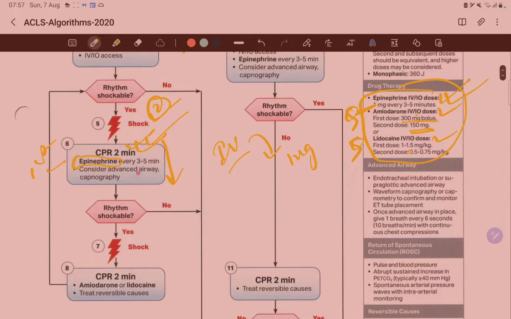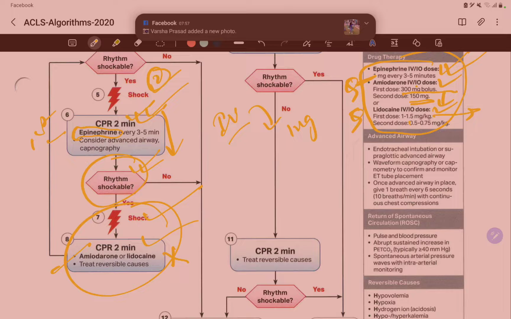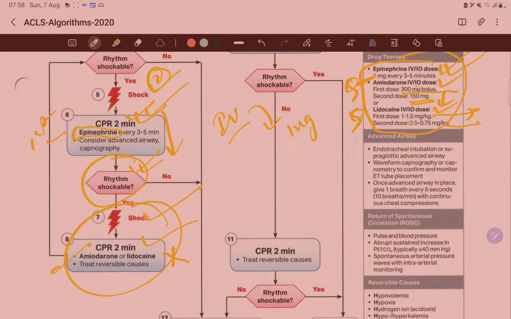Now again, after 2 minutes we check whether the rhythm is shockable or not. Suppose the rhythm is still shockable. We again give the shock and restart the CPR, but we do not give epinephrine over here, we give amiodarone. The first dose is 300 and the second dose is half of it, 150 milligram. If we give lidocaine, it is 1 to 1.5 milligram per kg, and the second dose is half, 0.5 to 0.7 milligram per kg.